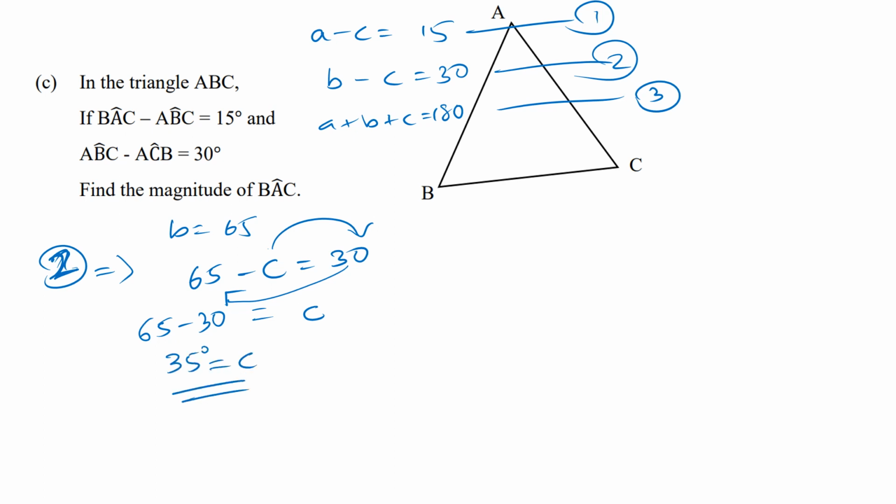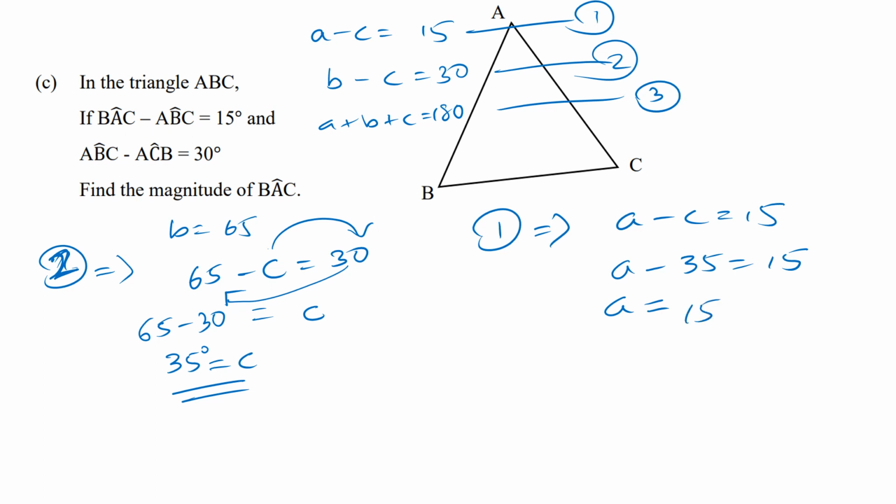Then we will substitute to 1, and A minus C is 15. So C is 35. A minus 35 is 15. So A is equal to, you take 35 to the right side, and 15 plus 35. That means 50. A is equal to 50 degrees. So this is how you get this answer, right?